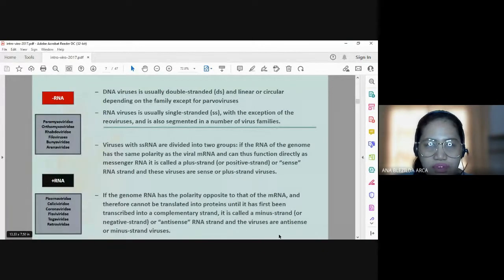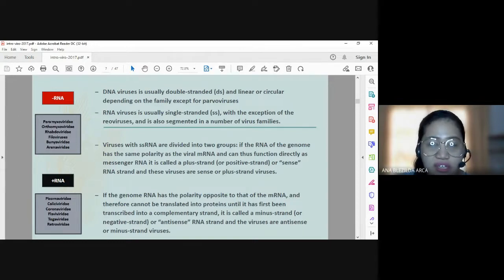Now, for the RNA viruses, they are single-stranded except for the reovirus, and then most of them are segmented. So, yun yung reason kaya ang mga RNA viruses madaling magkaroon ng mutation. Kasi nga, segmented ang kanilang RNA. Kapag segmented, unstable ang kanilang RNA. Kaya meron tayong pandemya ngayon dahil sa mga RNA viruses na yan. Okay? So, viruses naman, they can also be grouped by their polarity in terms of the RNA. So meron tayo mga RNA na negative strand, meron naman tayong RNA na positive strand.